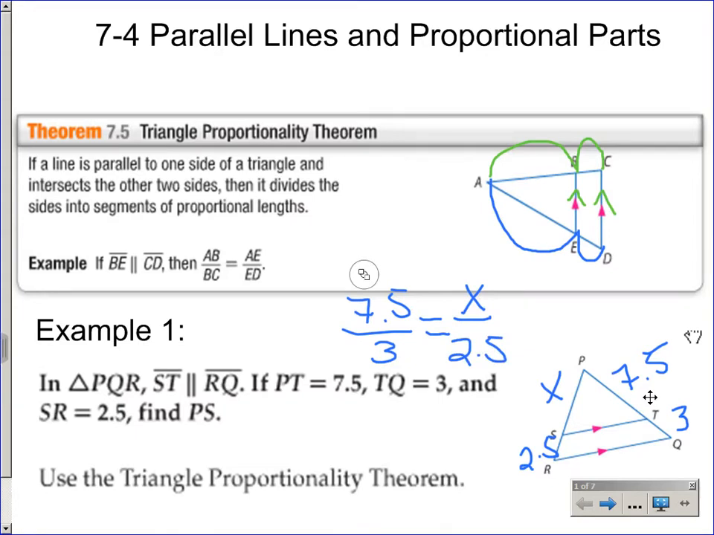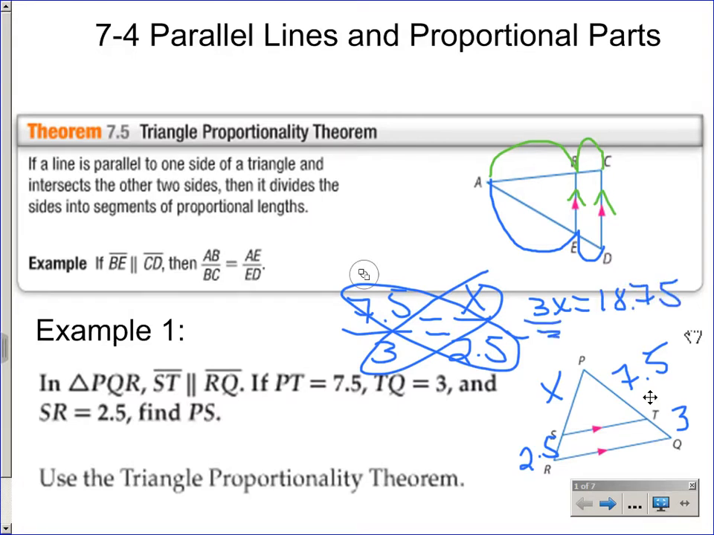So when we have the proportions, we can do the lasso. And we get 3X is equal to 18.75. Divide by 3, divide by 3, and we'll get X is equal to 6.25. So in this situation, we know X is going to equal 6.25 based on the triangle proportionality theorem.